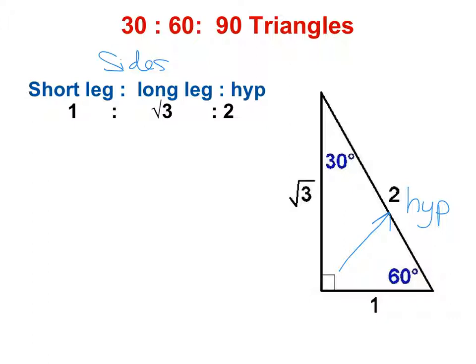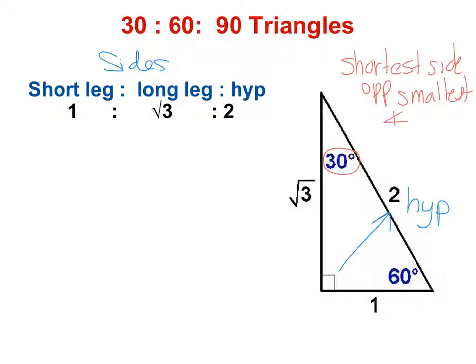Now if we think back to other lessons about triangles, we talked about the relationship between angles and sides. And we learned that the shortest side is always opposite the smallest angle. And that's something that we learned back when we talked about the properties of triangles. So since 30 is the smallest angle, we know opposite it will be the short leg.